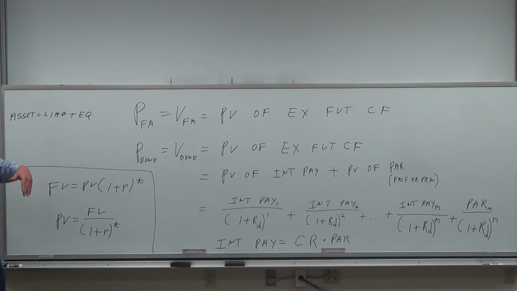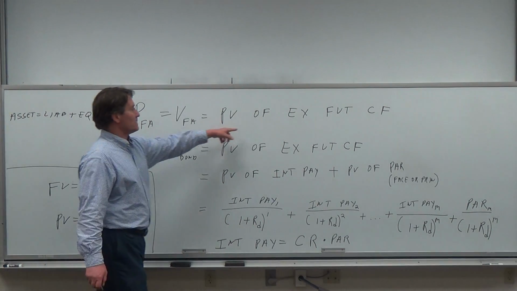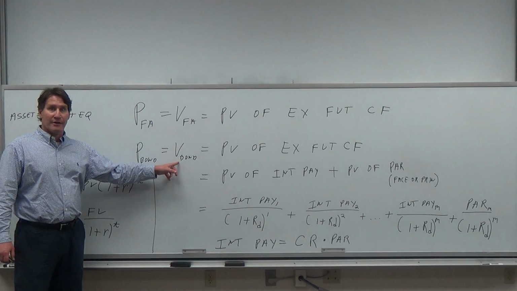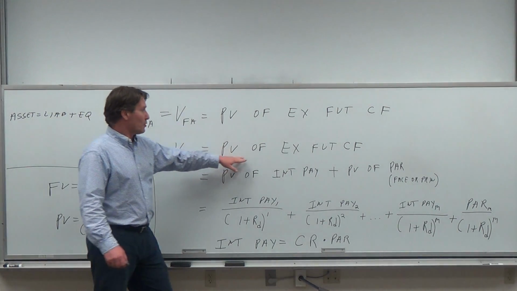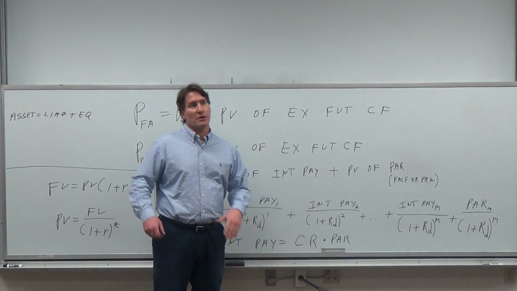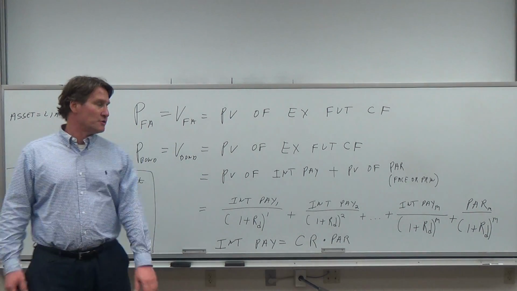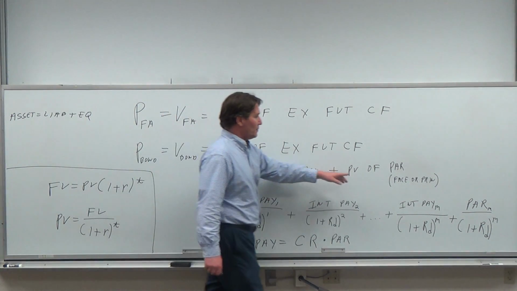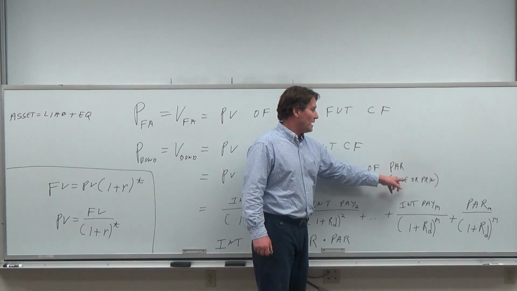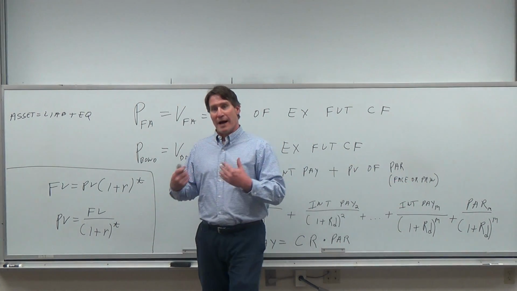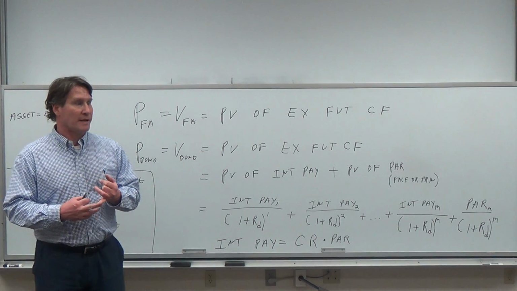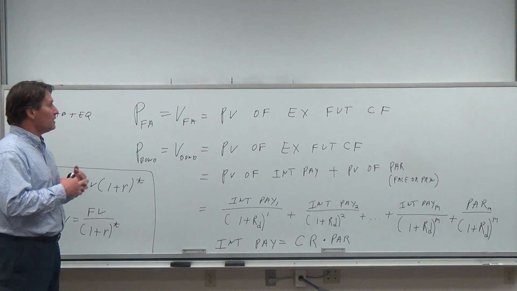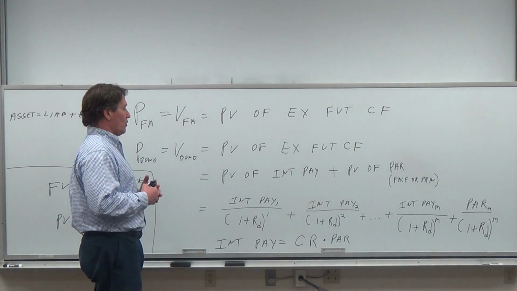So how do you price any financial asset? Present value of expected future cash flows. How do you price a bond, a value of a bond? It's going to be the price of expected future cash flows. What do we call those cash flows when we buy a bond? We call those interest payments and par value, or face value, or principal. So when we buy a bond, we're buying coupon payments, or interest payments. Coupon payments and interest payments are the same. And we're buying par value.